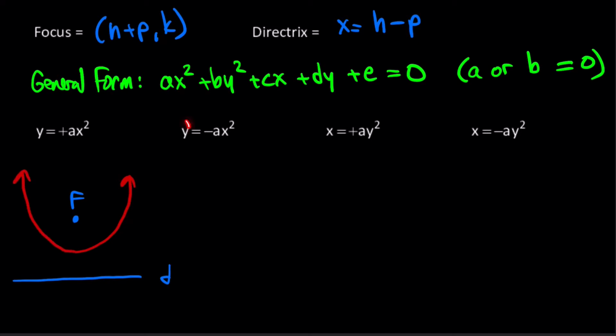If you see y equals negative x squared, it's going to look similar to the one we just did, except it's going to open down. So there's your directrix, there's our focus, our parabola would look like this.